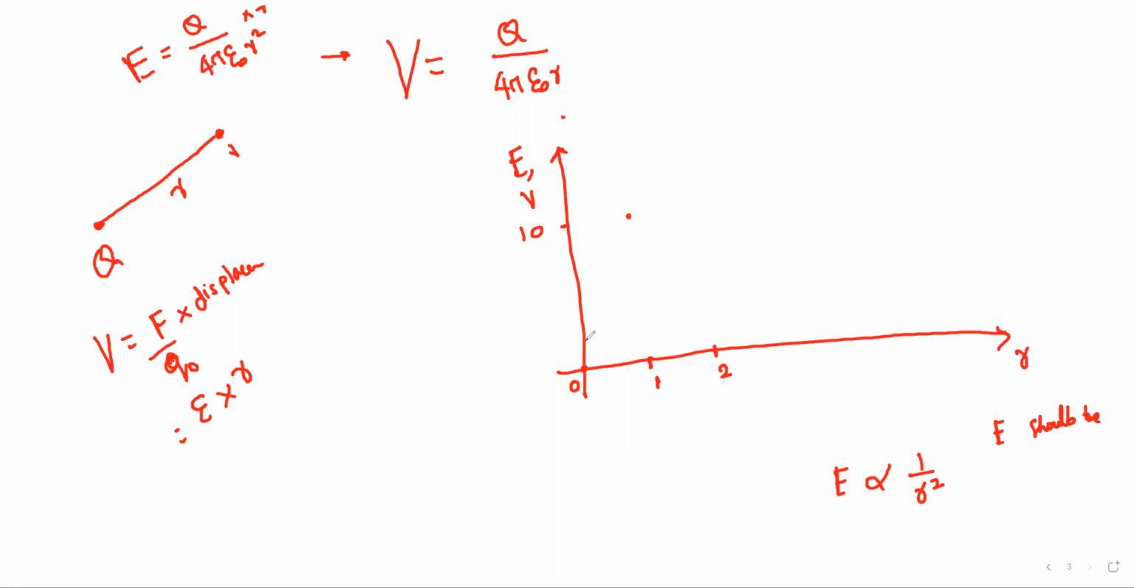So it should be 2.25, somewhere like here. If this axis is 2, 4, 6, 8, and this is 2, it should be somewhere like here. So the graph is going like this. And if the R value is infinity, again it goes to 0. So this is E versus R.